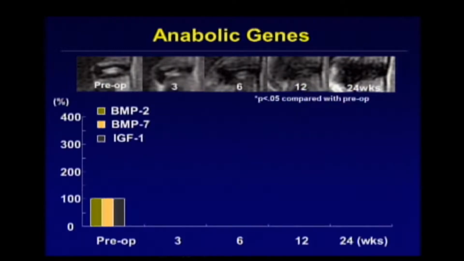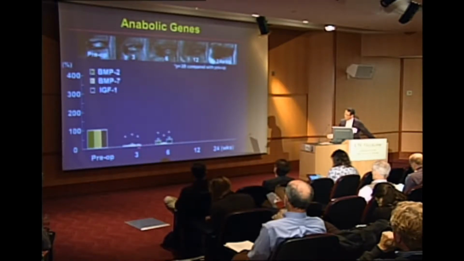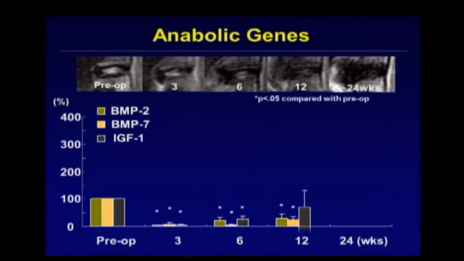And if you study that at different time points in terms of gene expression, you find that there's a precipitous loss in the early goings. There's some attempt by the disc to try to repair itself, but it ultimately doesn't really cut it, and something else happens as the disc fibroses.